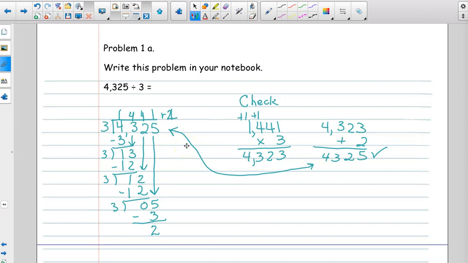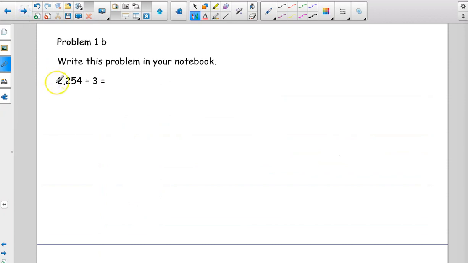Okay, we're going to do another problem. Write this problem into your notebook. Then draw it in the house just like you did before. Pause the video and try to solve this problem yourself. If you get stuck, start to watch the video to help you move along.